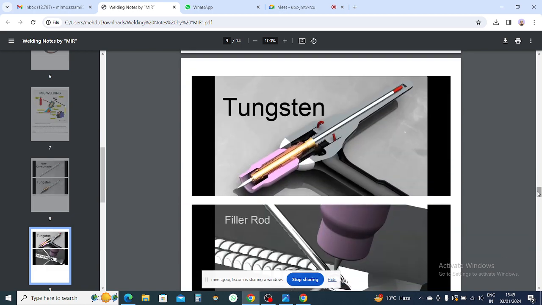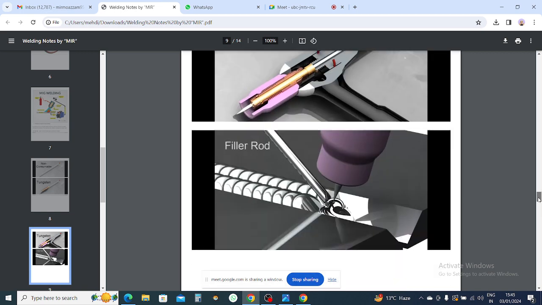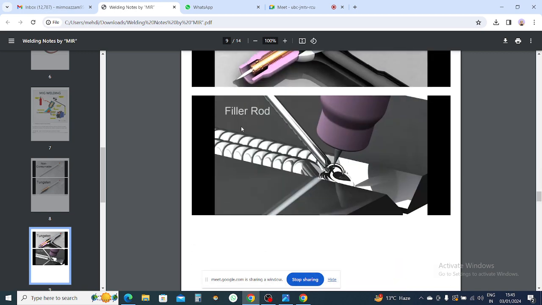This is a holder. To join two pieces, we use another filler rod. So whenever they say TIG welding is non-consumable, what does that mean? The tungsten is not consumable, but we use a consumable filler rod here to join two pieces.